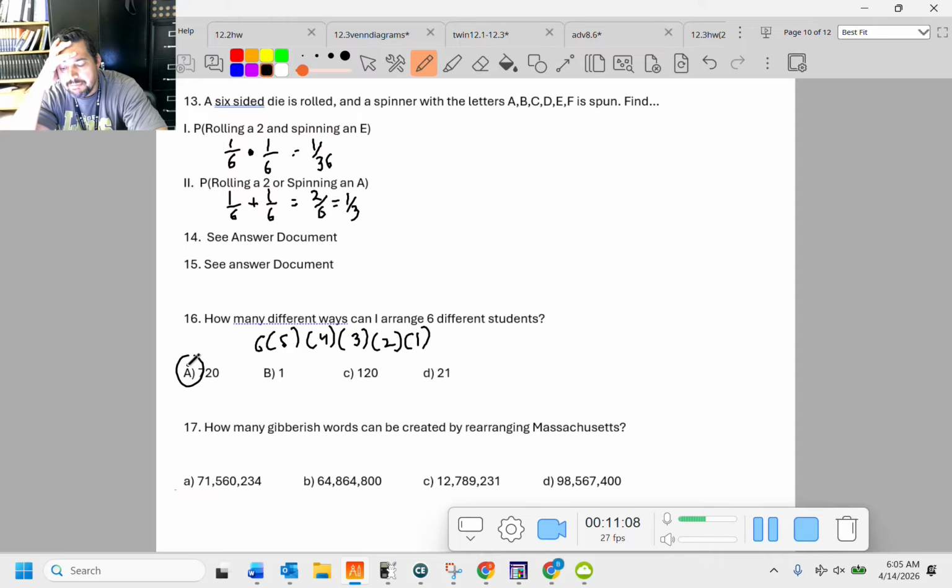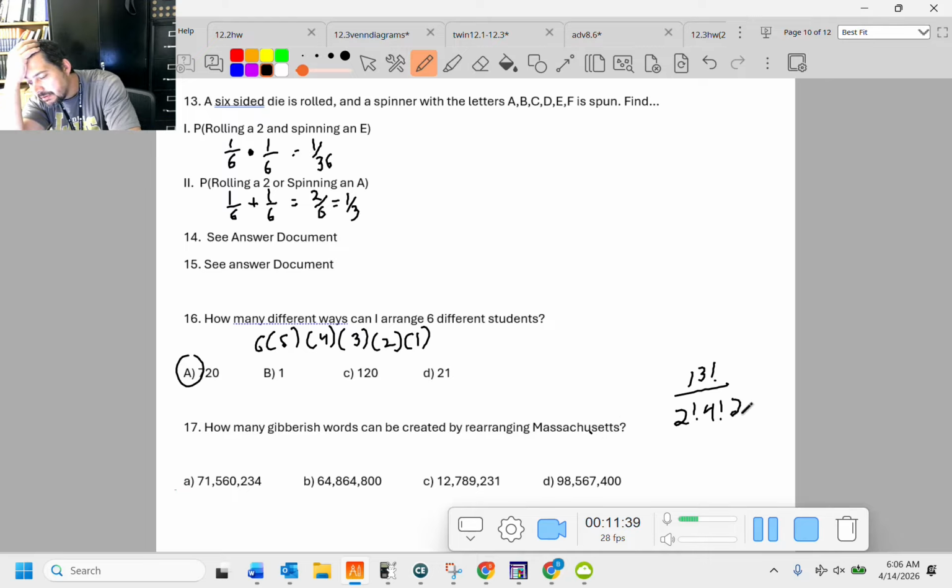17, how many gibberish words can be created by rearranging Massachusetts? So Massachusetts has 4, 8, looks like 13 letters in it. Let's check that. We got 4, 8, 12, 13 letters, so 13 factorial. The letter A happens 1, 2 times, so I'm going to put that over 2 factorial. The letter S happens 1, 2, 3, 4 times, 4 factorial. And the letter T happens twice, 2 factorial. And I don't think anything else repeats like that.